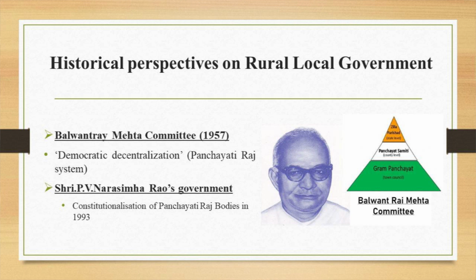Historical perspectives on rural government. In 1957, the Balwant Rai Mehta Committee recommended the establishment of the scheme of democratic decentralization, which ultimately came to be known as the Panchayati Raj system in India. The committee's recommendations include the establishment of a three-tier Panchayati Raj system, which includes the Gram Panchayat at the village level, the Panchayat Samiti at the block or intermediate level, and the Zilla Parishad at the district level.